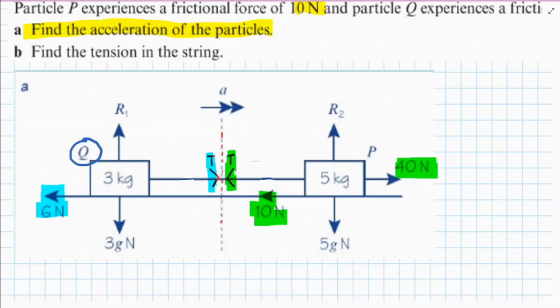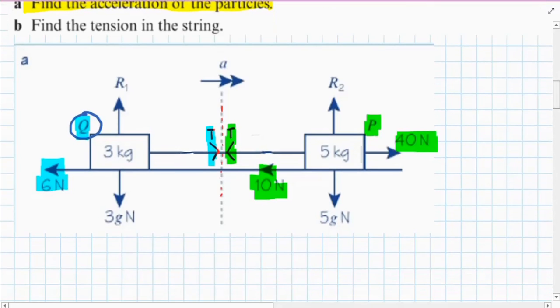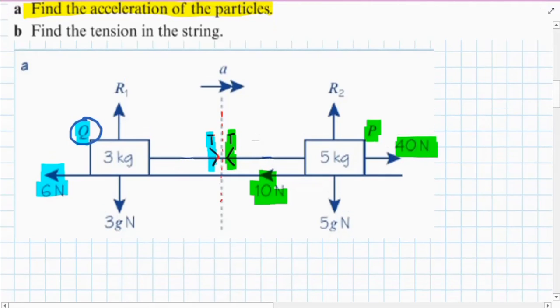So what I've done here is I've highlighted in blue all the horizontal forces that are to do with particle Q, and in green I've highlighted all the horizontal forces that are to do with particle P. Let's have a look at this now from the point of view of Q.